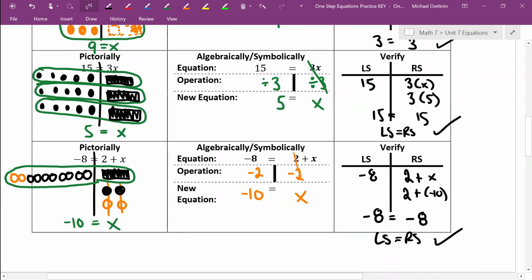So I hope that's helped you with your single-step equations: drawing pictorially, doing the symbolic work, and also verifying your solution.